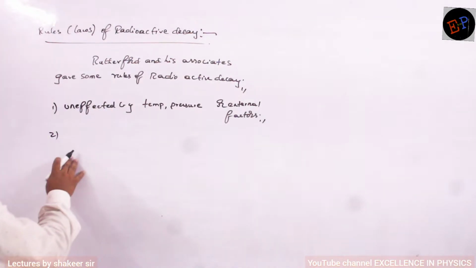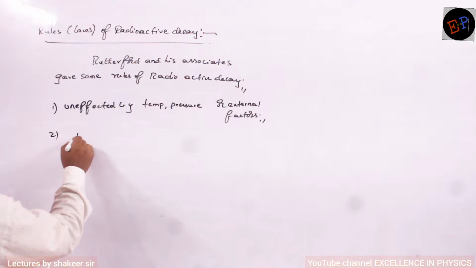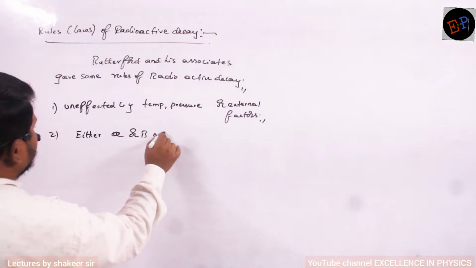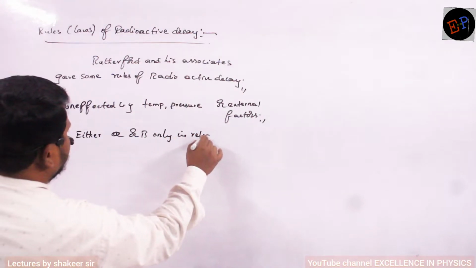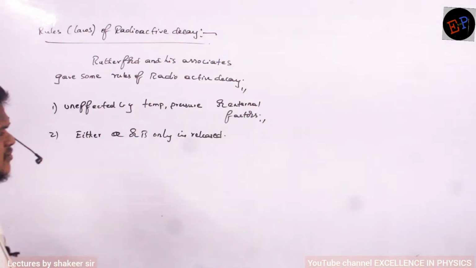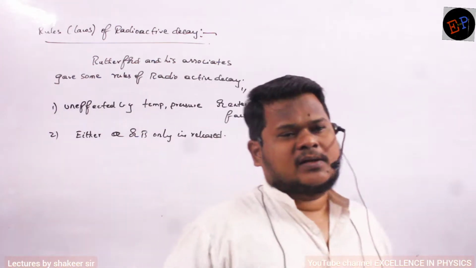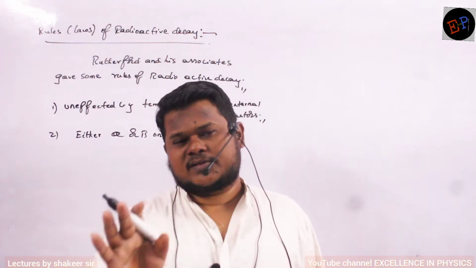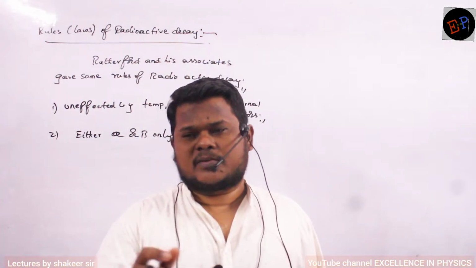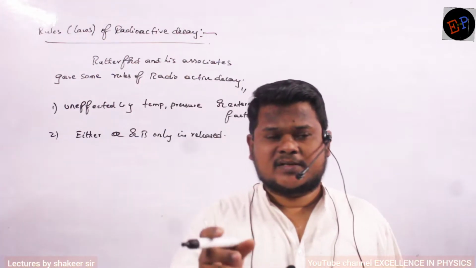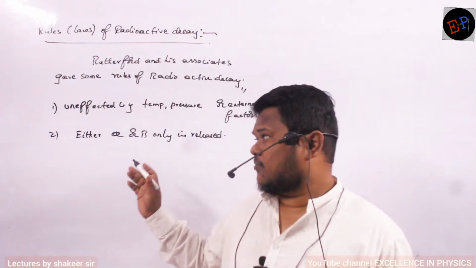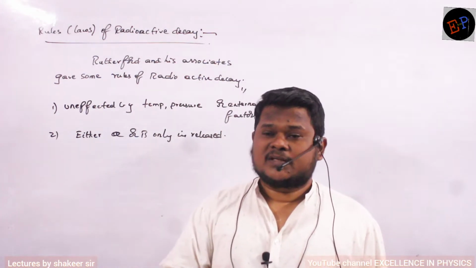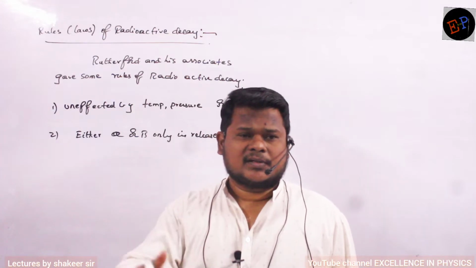Second one is, either alpha or beta only is released. So what is meant by either alpha or only beta is released? It means when alpha is released, beta is not released, and when beta is released, alpha is not released. Either alpha or beta. And gamma is a different condition. Gamma is the only radiation. So when either alpha or beta is released, and the nucleus is in an excited state, then it comes to the normal state by giving gamma radiation.